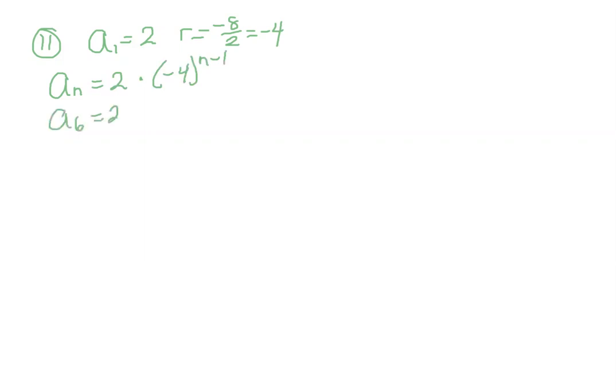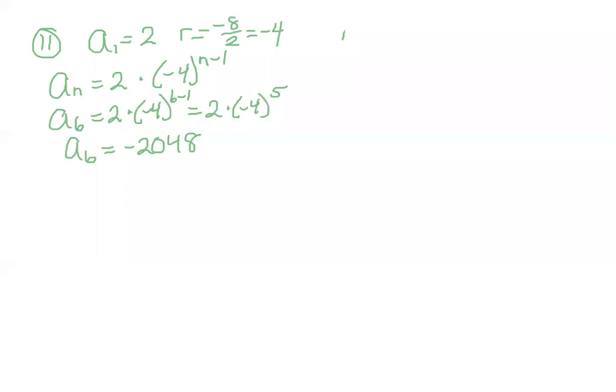We've got A1 is 2, and R is -4. So our rule is 2 times -4 to the n minus 1. And A6 is 2 times -4 to the 6 minus 1, or 2 times (-4) to the 5th power. Okay, you've got to put that in parentheses, especially when it's a negative. And in this case, it's going to be negative 2048.